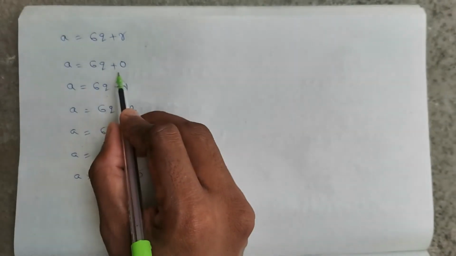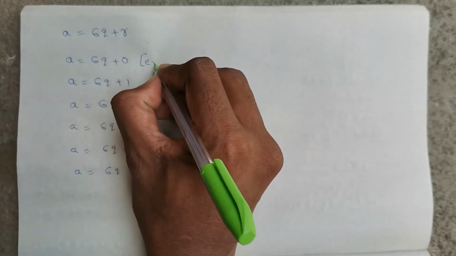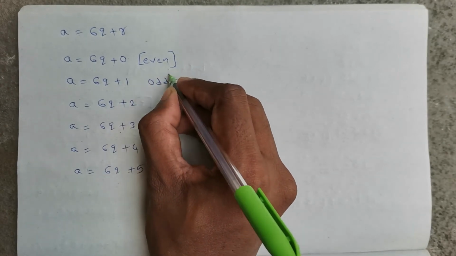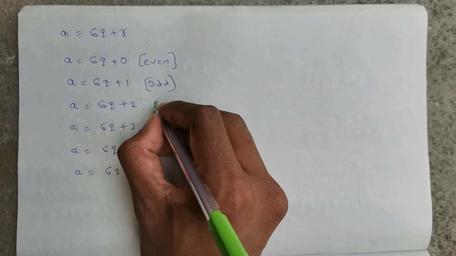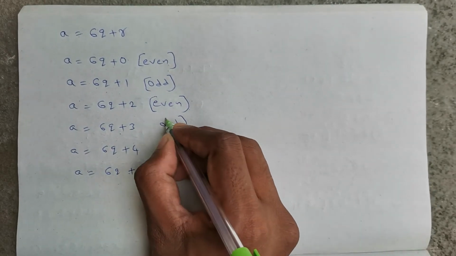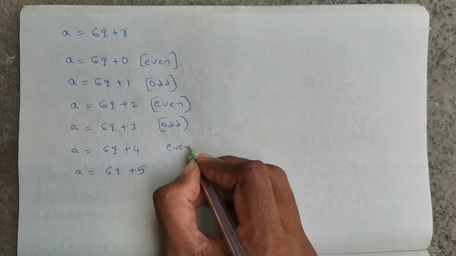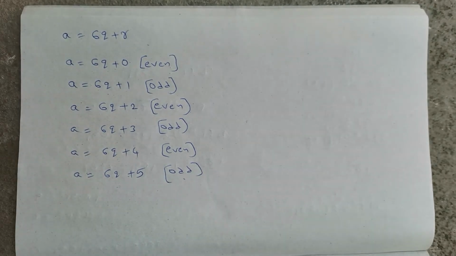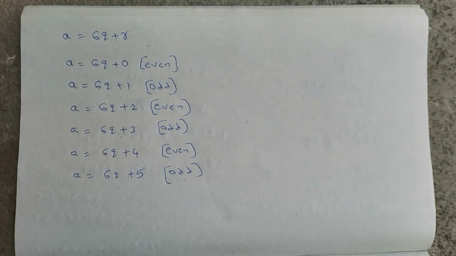Okay, then what is he asking in the question? He is asking about any positive odd integer. So if we observe all these patterns, here the remainder is not there, so this is the even form. Here the remainder is 1, so this is the odd form. Here the remainder is 2, so even form. Here the remainder is 3, odd form. Here the remainder is 4, so even form. Here the remainder is 5, odd form.